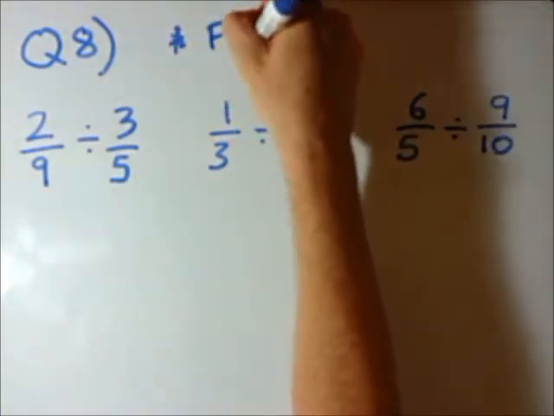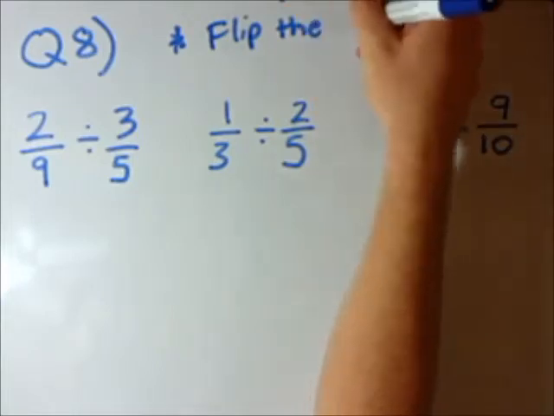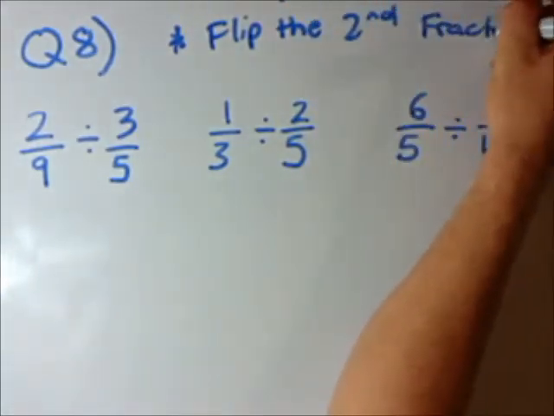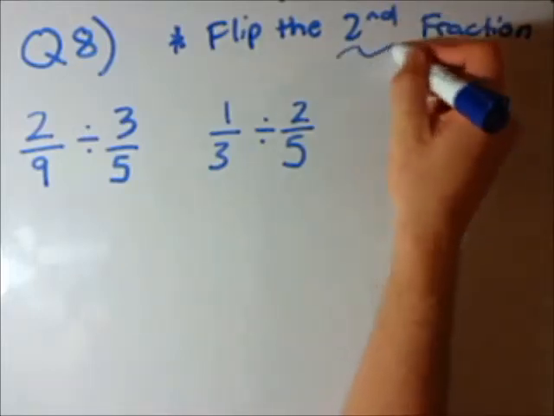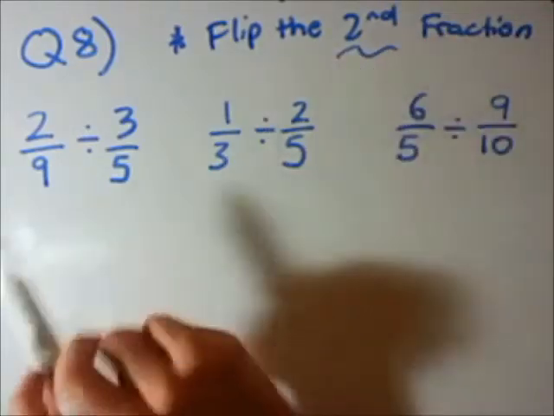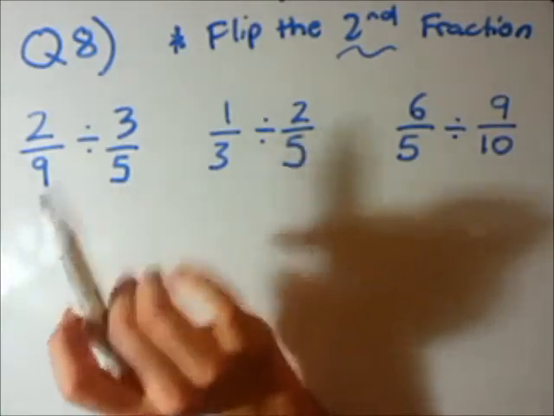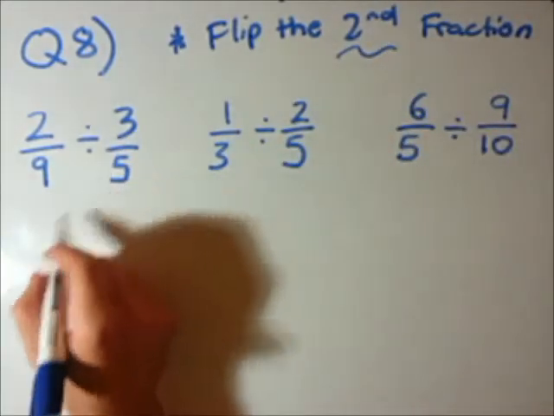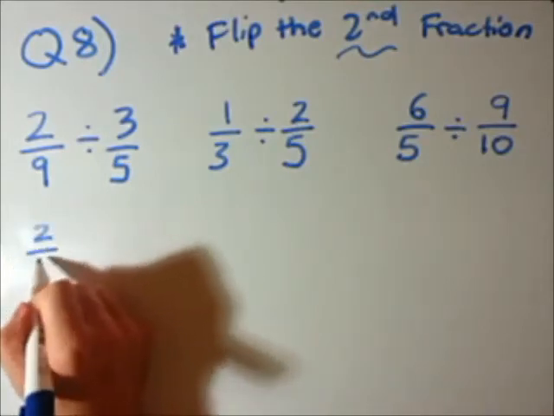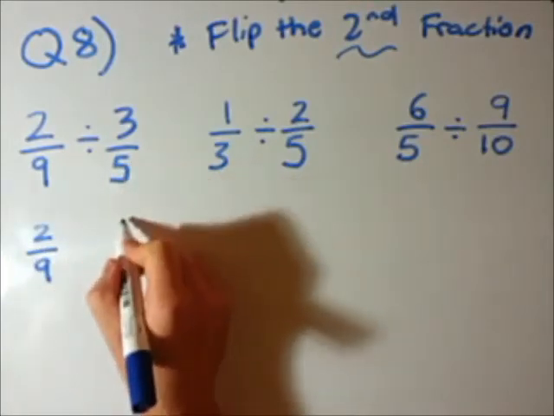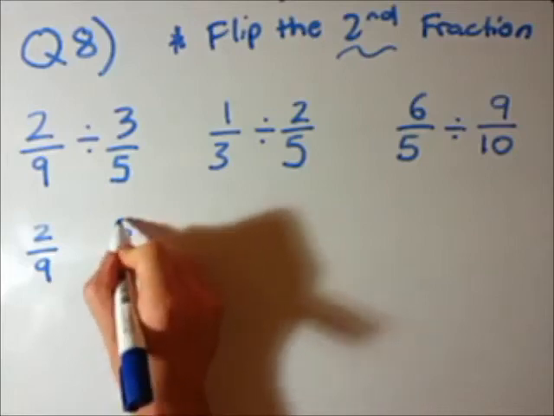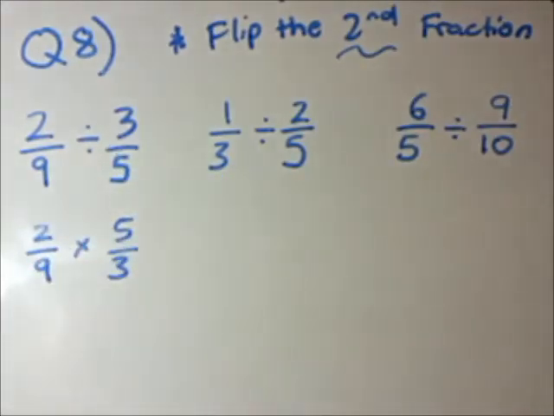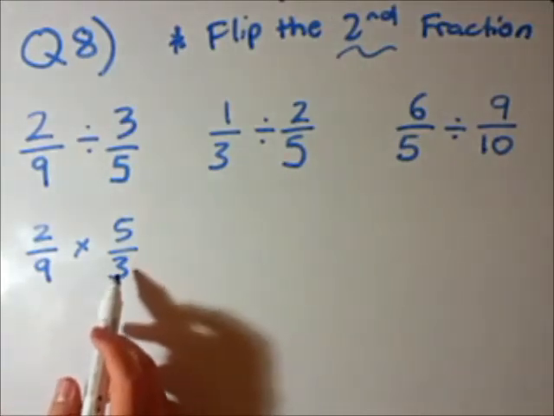Flip the second fraction. Now, I wrote second here. You have to flip the second. You can't flip the first, otherwise you're going to be incorrect. Now, what does this mean? Flipping the second fraction will go 2 over 9, and flipping the second one will now be 5 over 3. Now, what this does, instead of writing divide, you can now write a times. That's what flipping the fraction does.